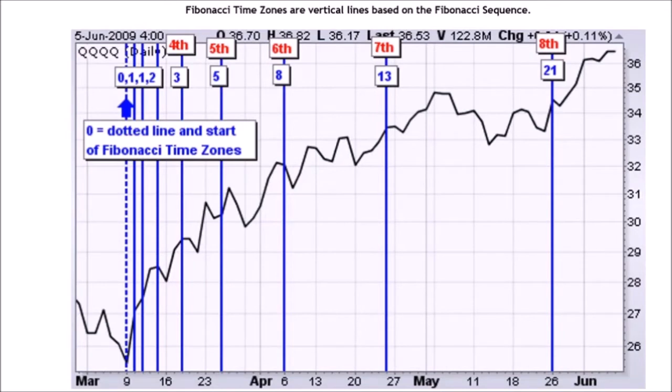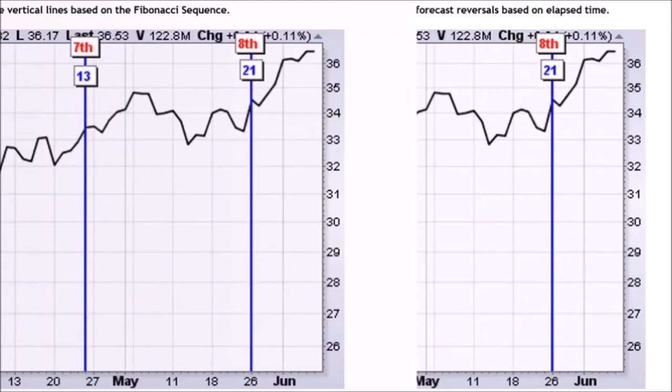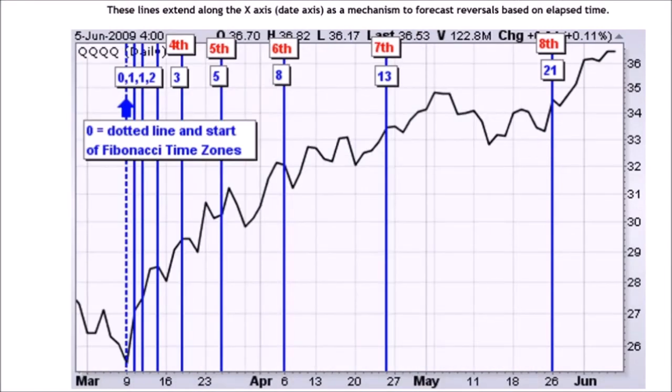Fibonacci time zones are vertical lines based on the Fibonacci sequence. These lines extend along the x-axis, or date axis, as a mechanism to forecast reversals based on elapsed time. A major low or high is often chosen as the starting point. Distances start relatively small and grow as the Fibonacci sequence extends.